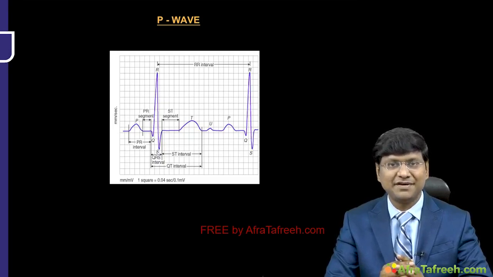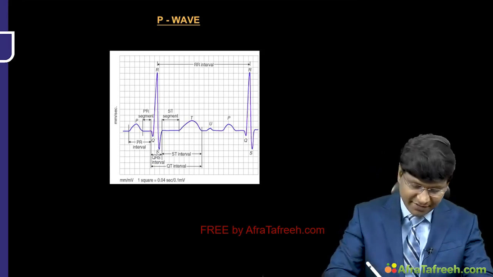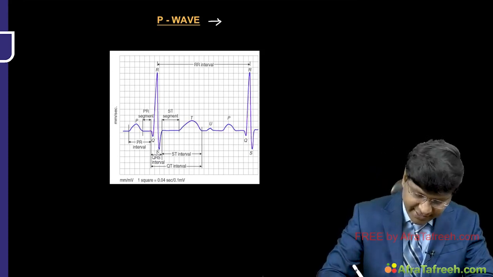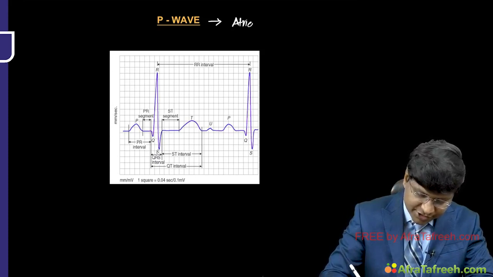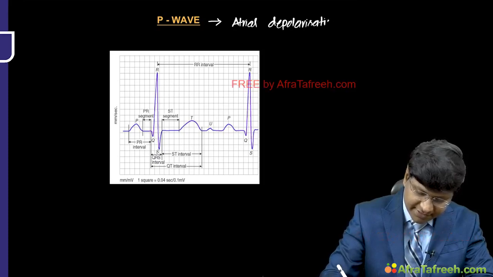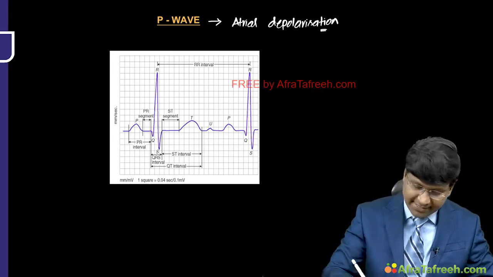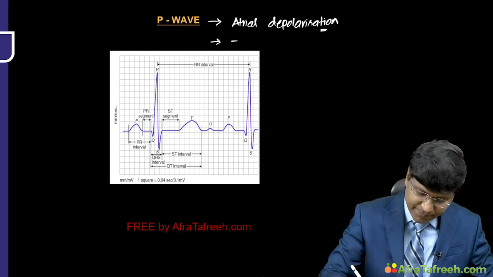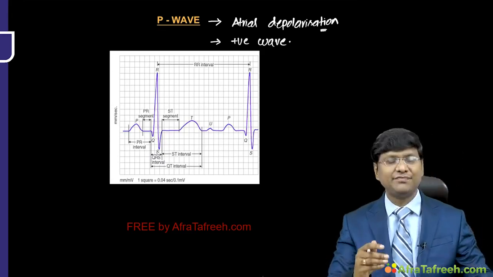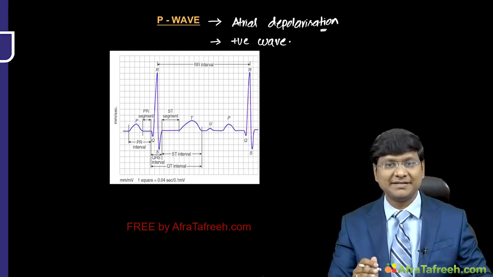So if you see the P wave, that is the first wave within the ECG, and what does this P wave represent? This P wave represents the atrial depolarization, right? So that is the importance of the P wave. It is representing the atrial depolarization, and it is the first positive wave, in the sense the wave which is present above the isoelectric baseline.